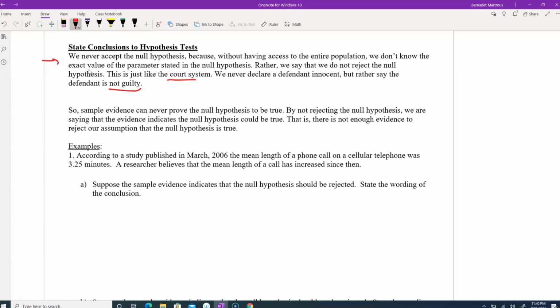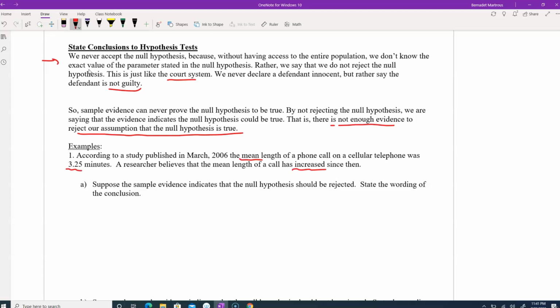So sample evidence can never prove the null hypothesis to be true, but by not rejecting null hypothesis we are saying that the evidence indicates the null hypothesis could be true. And that there is not enough evidence to reject our assumption that null hypothesis is true. Here is an example. So again, we have this one. We have mean as 3.25. And here is increased.